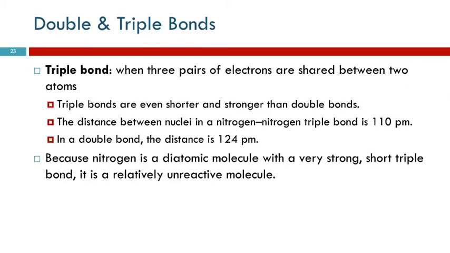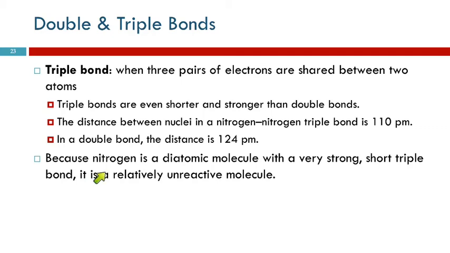So a triple bond, 3 pairs of electrons. Triple bonds are shorter and stronger than double bonds. So if we look at the nitrogen-nitrogen bond, a triple bond has a distance of 110 picometers. The double bond is 124. A single bond between nitrogen atoms would be longer than 124. Again, you don't need to know those numbers. Just know that a triple bond is shorter and stronger than a double bond.